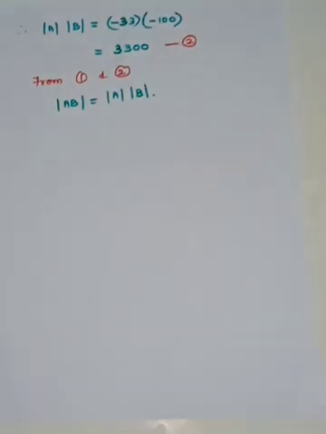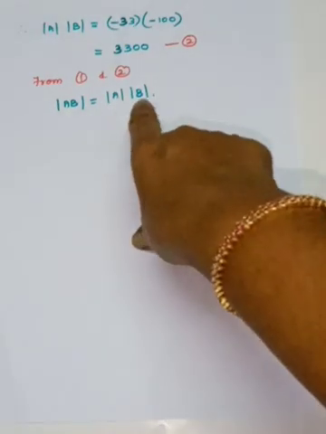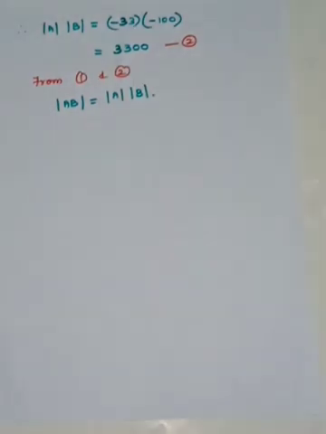So from the first result, what is determinant AB? That is also 3300. So that is equal to determinant A into determinant B. So from 1 and 2, you will get determinant AB is equal to determinant A into determinant B. Thank you, students.